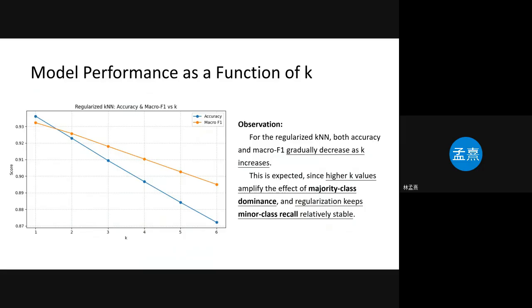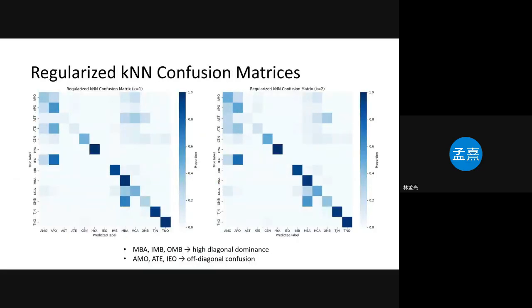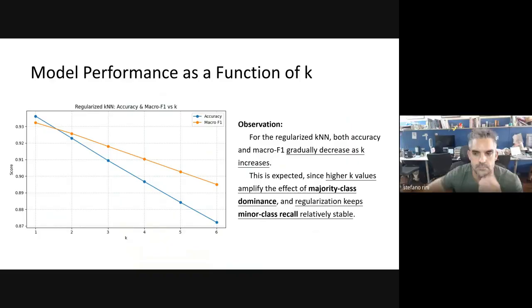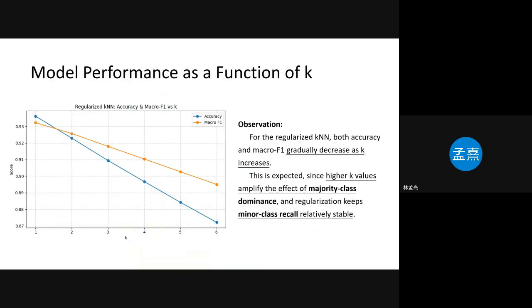So this is why I say our regularized KNN is a degenerate version of weighted KNN. So our regularized KNN is more stable, and that's the good part. But the bad part is that it may not be as good as weighted KNN under some conditions. Okay. Next slide.